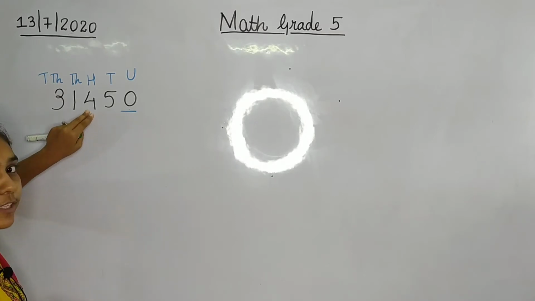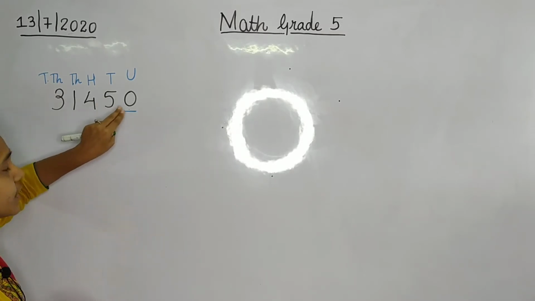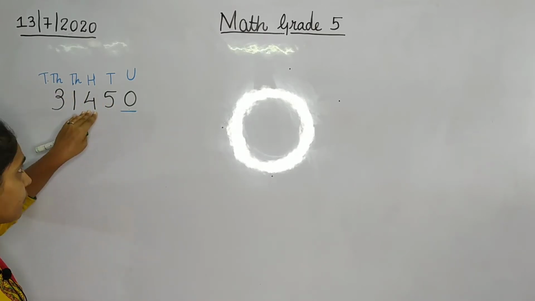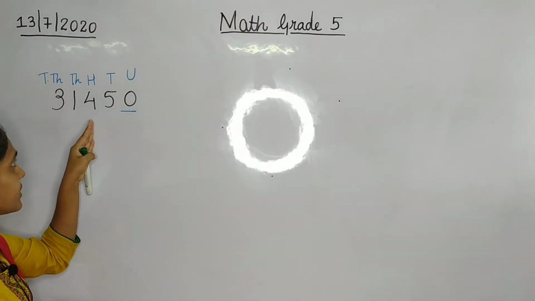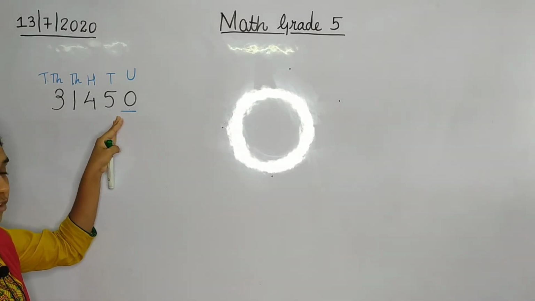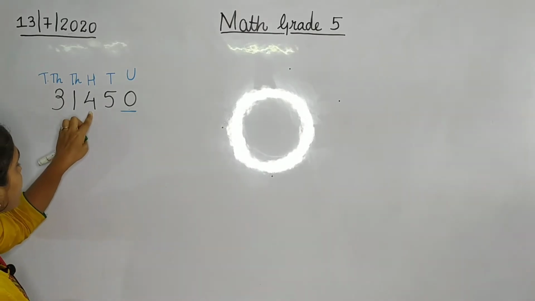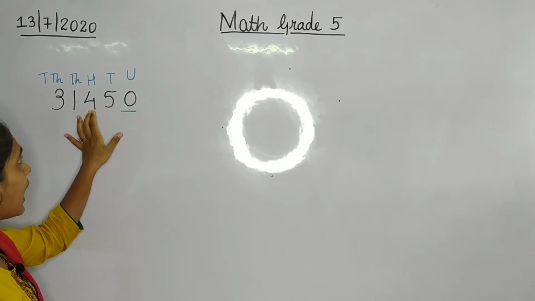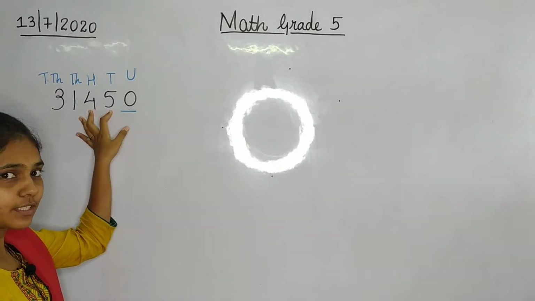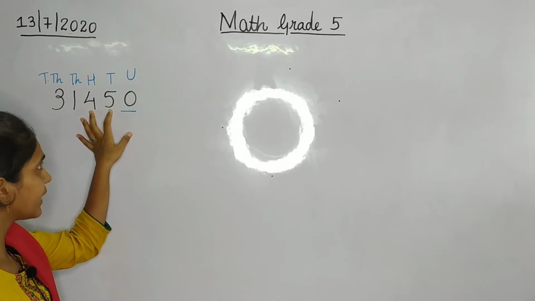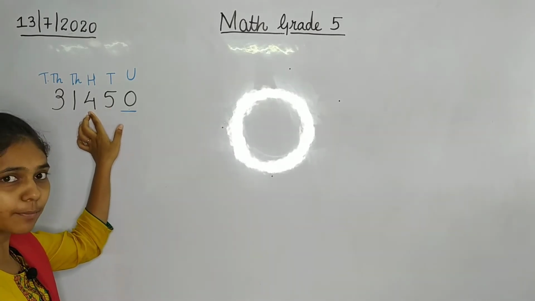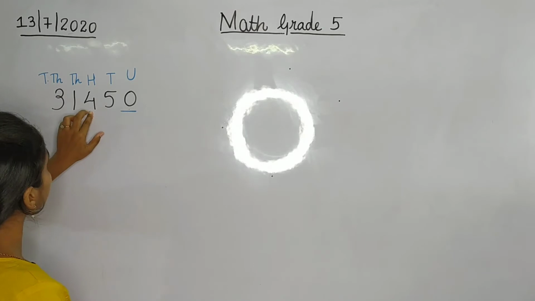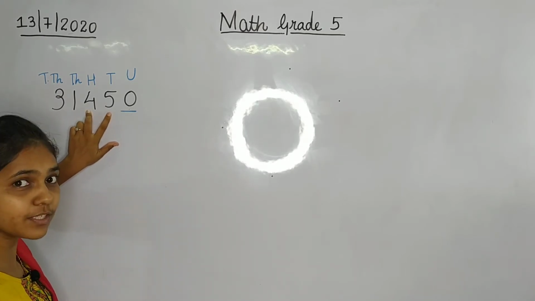To round off this number, we first check the number which is there after the given digit, the digit which we have to round off. Here the number after 4 is 5. If the number after the given digit is equal to 5 or greater than 5, then we change the previous number by 1. We add 1 to the previous number. So after 4 is 5, and 5 is equal to 5.